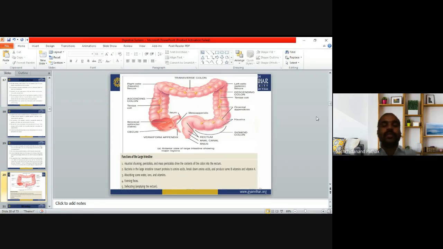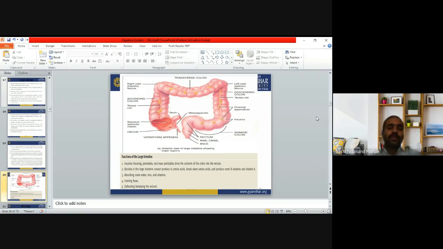Now you can see the structure here, the large intestine. There is a cecum. Below the cecum, you can see the vermiform appendix. Then the ileum and cecum meet at the point where the ileocecal sphincter valve is. Then the ascending colon, transverse colon, descending colon, and sigmoid colon. And last is the anal canal, rectum.